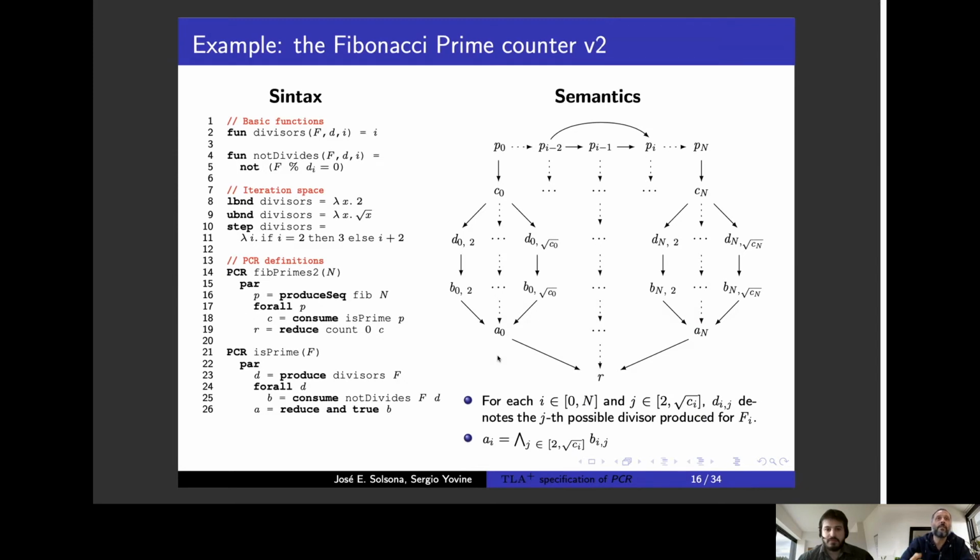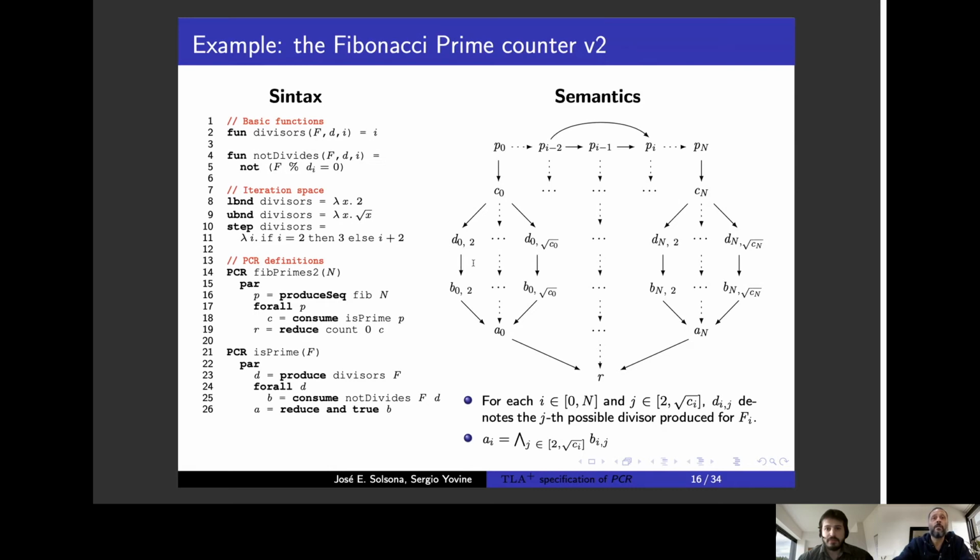So basically, in this slide, we have the same syntax as before, where we expanded is prime as a PCR, which is here from lines 21 to 26. It has exactly the same structure, and here we show the iteration space of the divisors. Okay, and on the right we see the same graph as before, where we have added more nodes, which represent the data dependencies inside the is prime PCR.